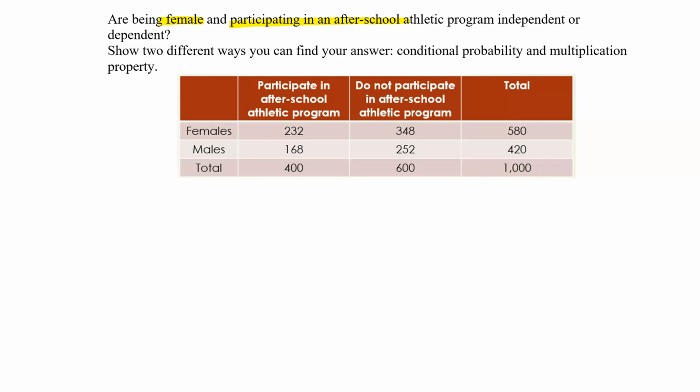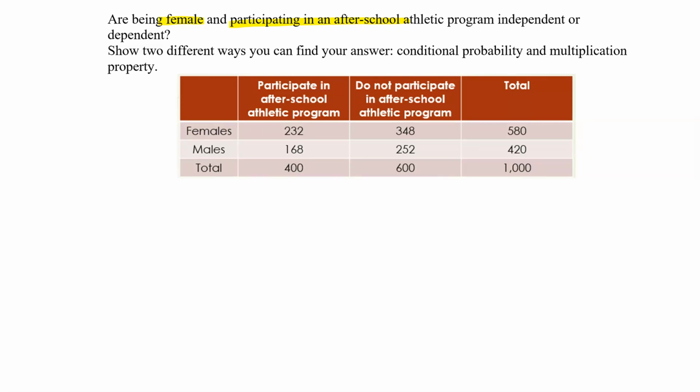Please note that this question is not asking, is gender independent of participation in after-school athletic programs? If that were the case, then we would have to check many other probabilities. I would have to check males and participation, males and not participation, females and participation, females and not participation. Because we are specifically being asked females and participation, we only have to check for those two.